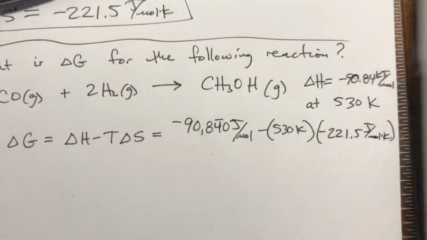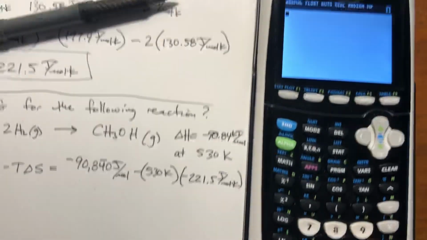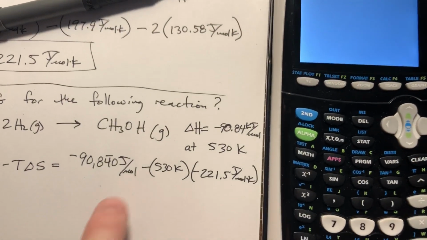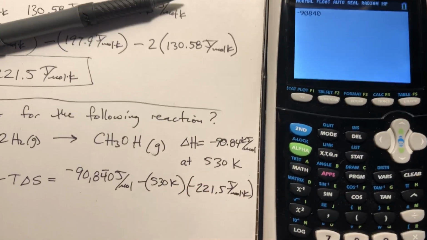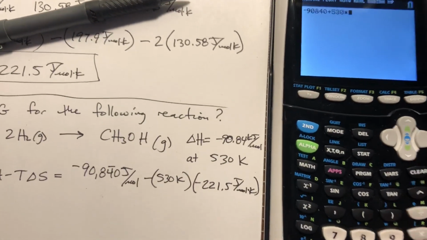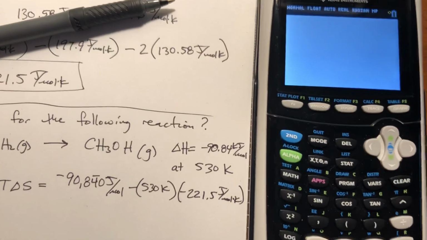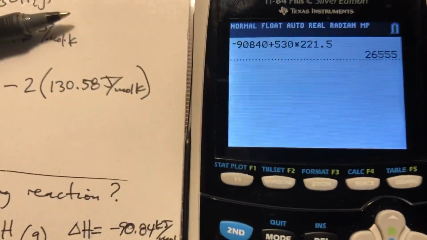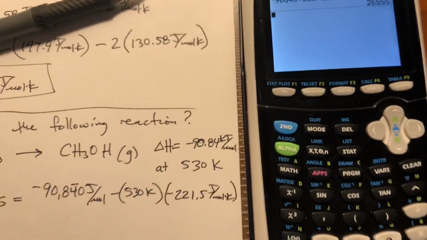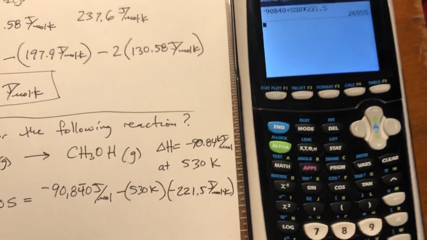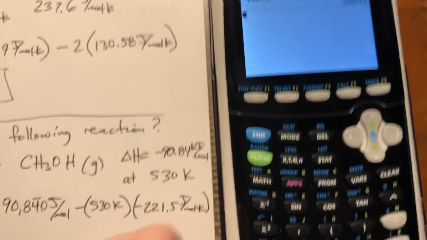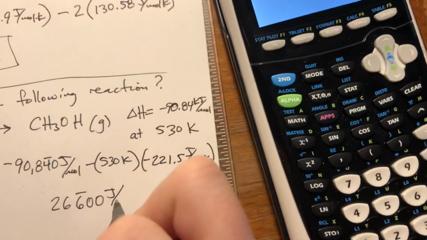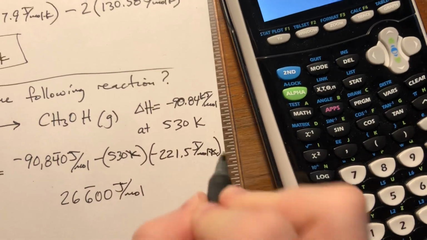Okay, so now we're going to plug everything in. We got negative 90,840, and then this minus and this minus are going to cancel out, so it's going to be plus 530 times 221.5. And I got a value of positive 26,555, which I guess we only get 3 sig figs because of Kelvin. So 26,600 joules per mole, because the kelvins canceled out.